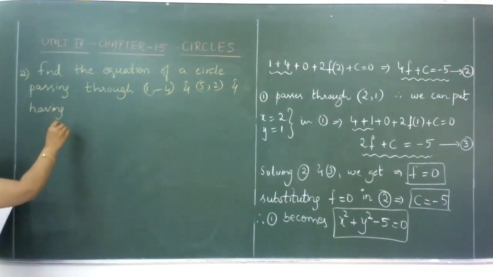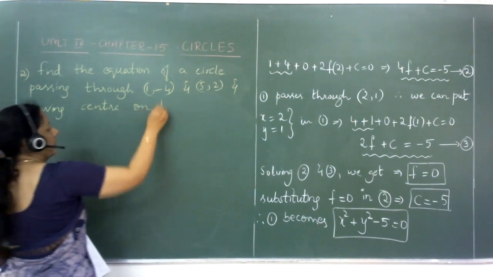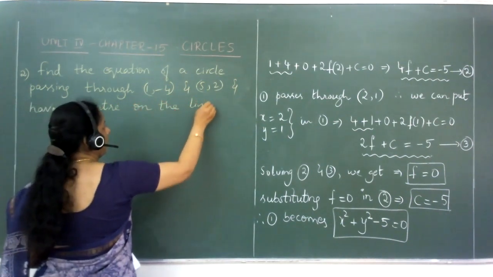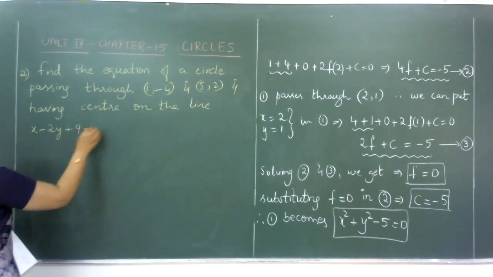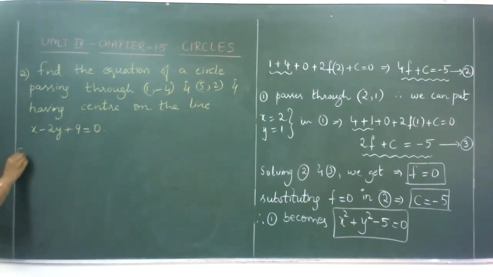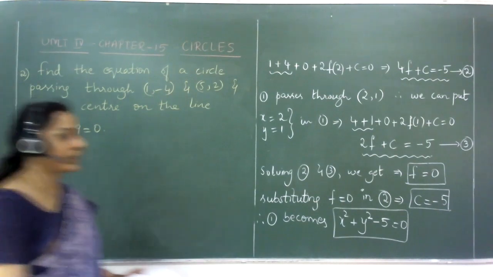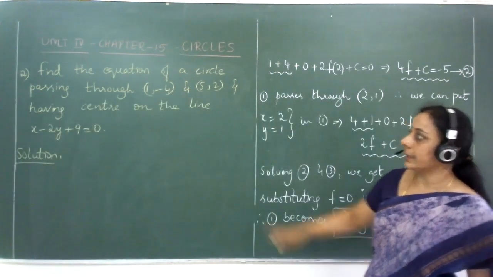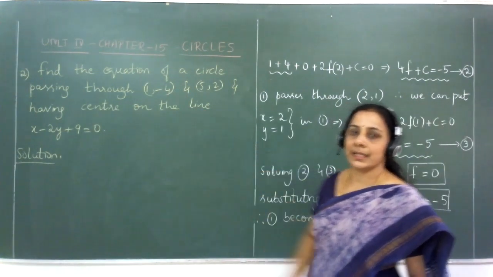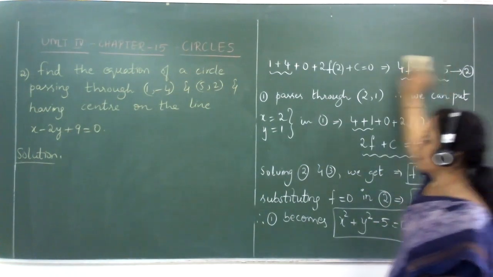And having center on the line x minus 2y plus 9 is equal to 0. First two data remains the same as in the earlier case. Now the third data here is that the center of the required circle is said to be lying on a particular line whose equation is there with us.